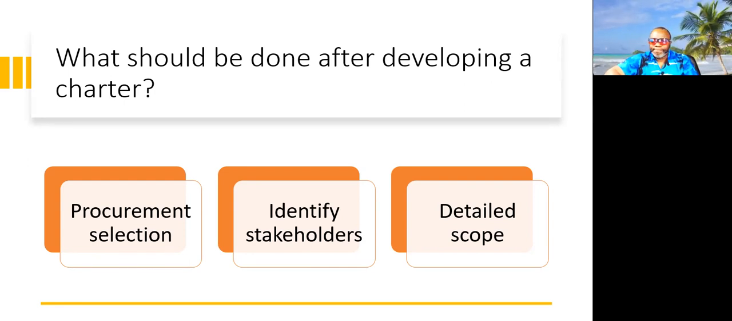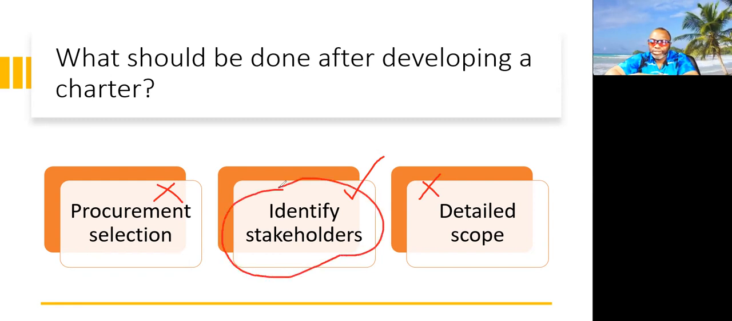All right, 3, 2, and 1. So after you have developed a project charter, the next thing you should do is actually not procurement selection, and it's not the detailed scope. You first of all want to identify stakeholders. Remember, you are in initiating. So the first thing you would do out of these options is identify the stakeholders. Let's go to our next question.